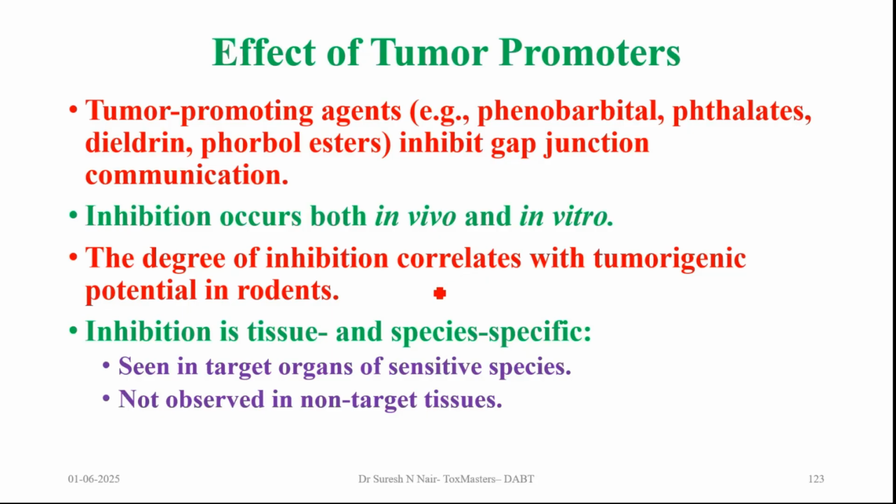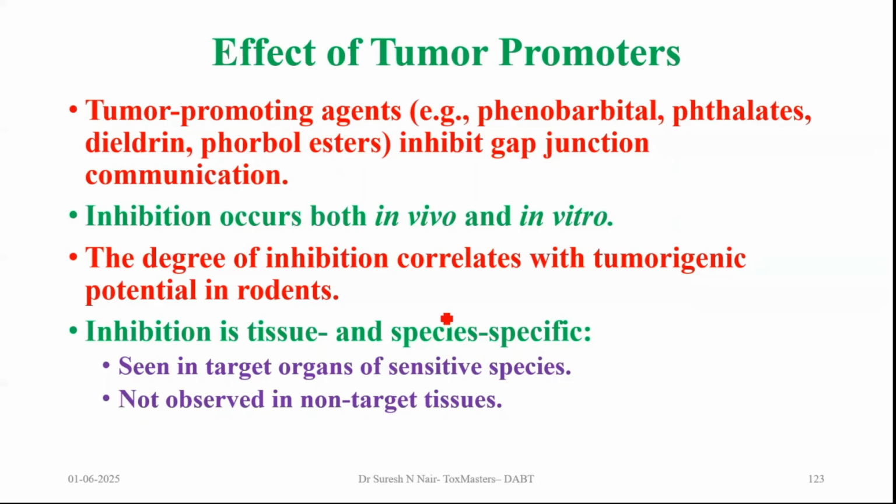Okay, and then the inhibition is tissue and species specific. So this inhibition, say by phenobarbital, can produce these changes in the case of rats, but it may not be able to produce a change in mice. With such species-specific variations, it can produce dysfunction of the gap junction in the liver, but it may not be able to produce any such changes in the kidney. So that is what is known as the target organ and species sensitivity.